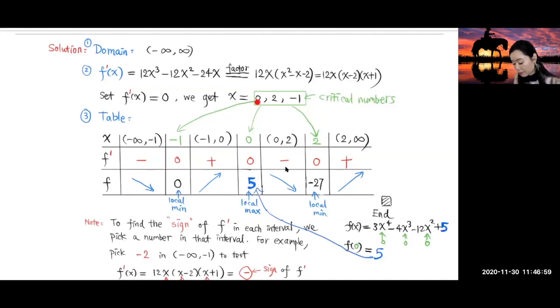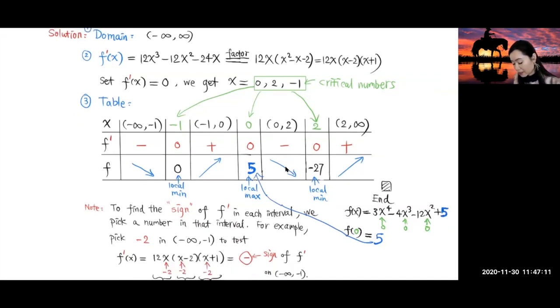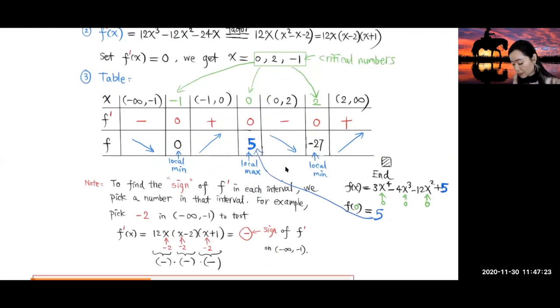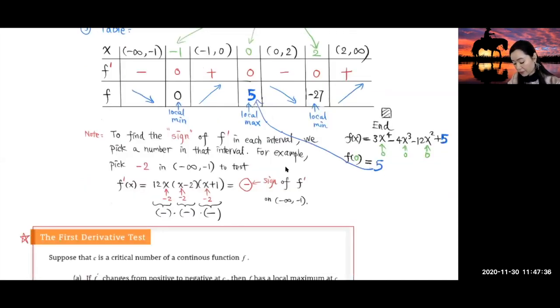You use those critical numbers to separate the domain into disjoint intervals, different intervals. And then you test the sign of the first derivative on each interval. If the derivative is positive, then the function is increasing. If the derivative is negative, the function is decreasing. Then, based on that information, you can find local max and local min, and you can find the intervals of decreasing and increasing. They're all organized in the table. So that's called the first derivative test.